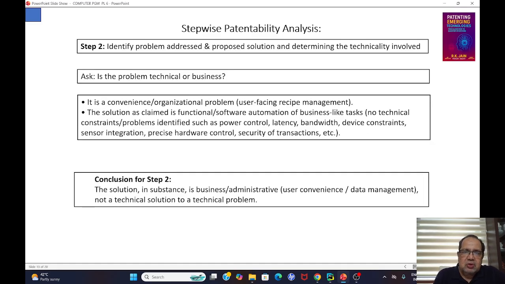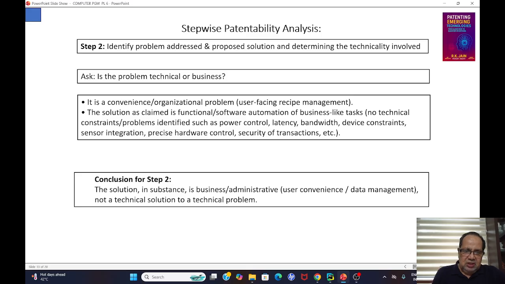So now we are going to move to step 2 to determine the technicality. Here the ask is: is the problem technical or business? Earlier we were talking about the system, here we are talking about the problem. With reference to the discussion in step 1, we can see that this system is targeting a convenience organizational problem, which is user-facing recipe management.